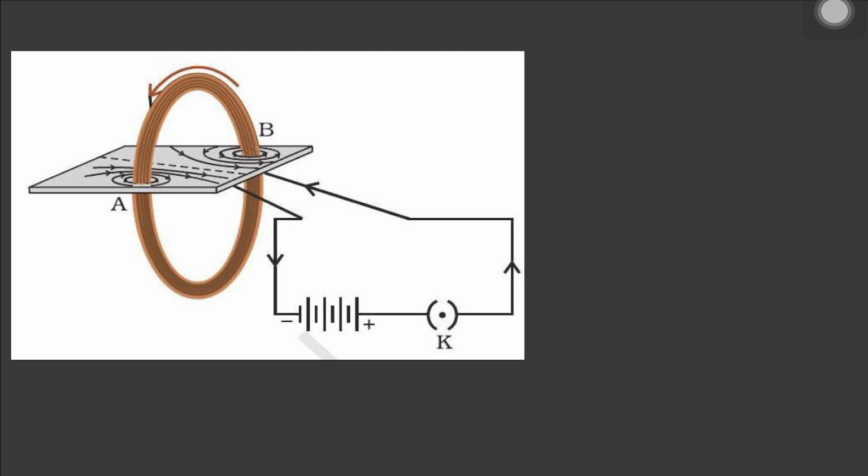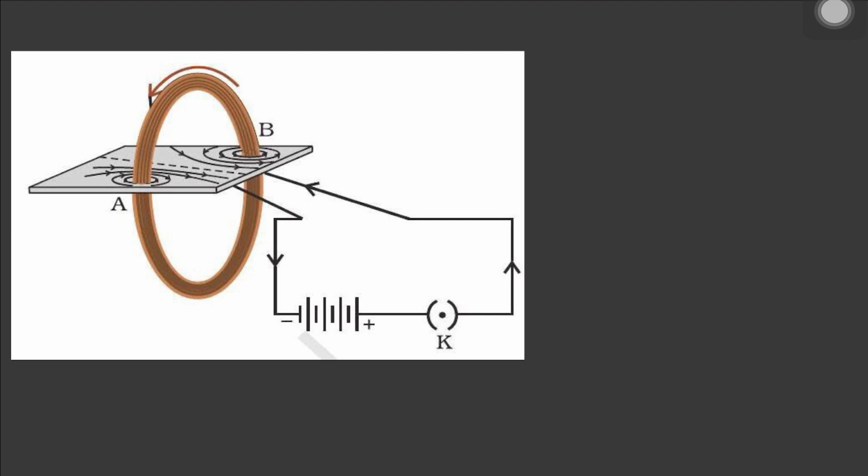So, even here, if we apply the right hand thumb rule, it is very easy to observe that every point of the circular conductor will produce a magnetic field around it. It will also help us to find the poles.